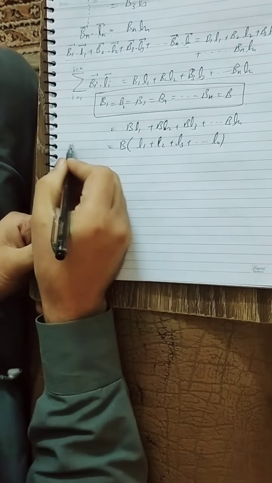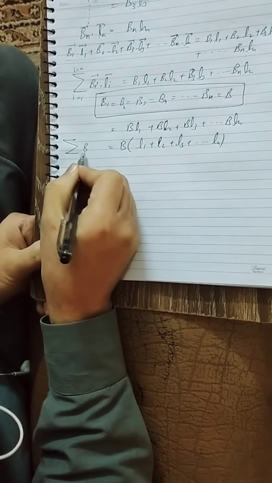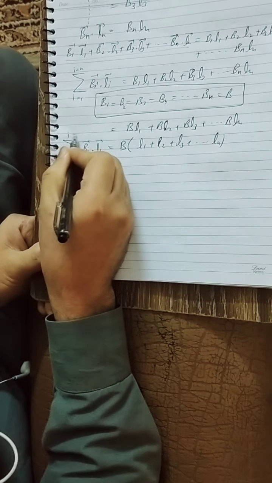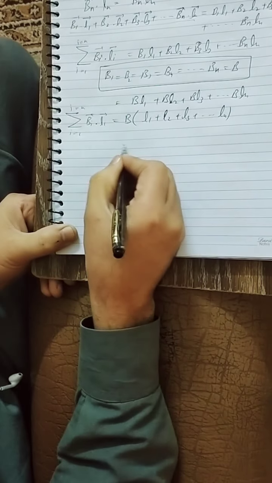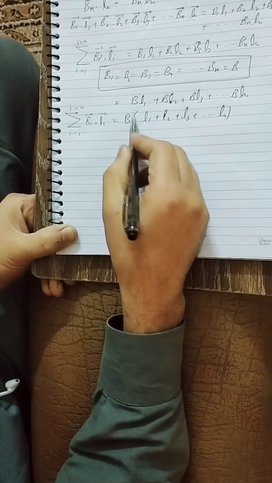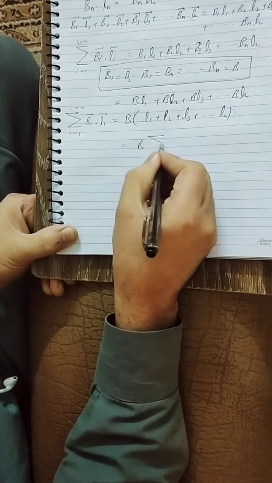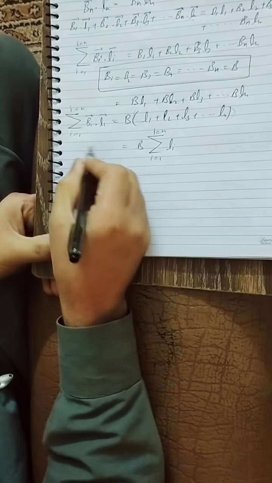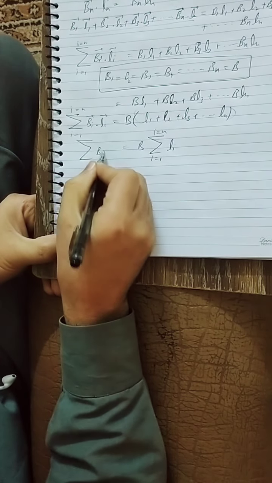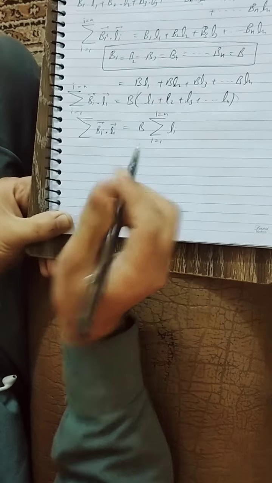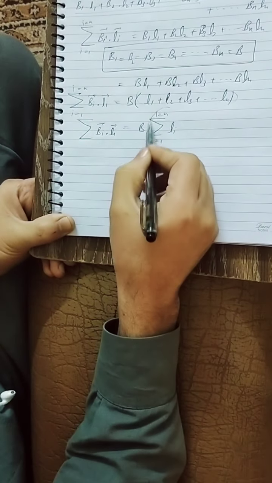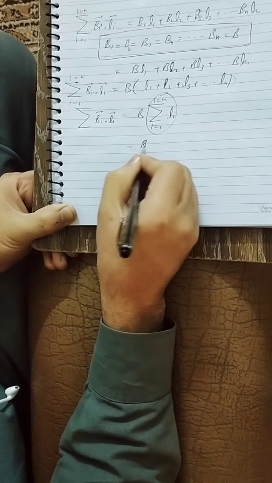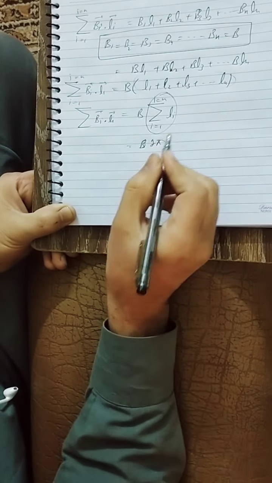Now look at the left hand side, summation of Bi dot Li, where i runs from 1 up to n. Now I am going to take the summation of this. So it is B times summation of Li, where i runs from 1 up to n, and the left hand side is summation of Bi dot Li. Now the total length of the Amperian loop is 2 pi r, because it is the circumference. So it is 2 pi r.